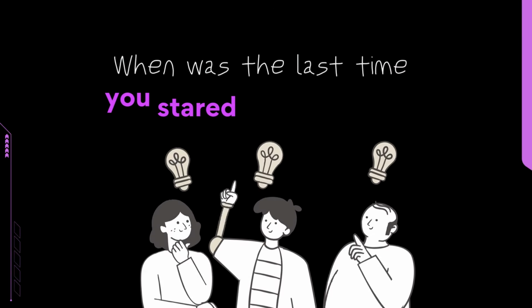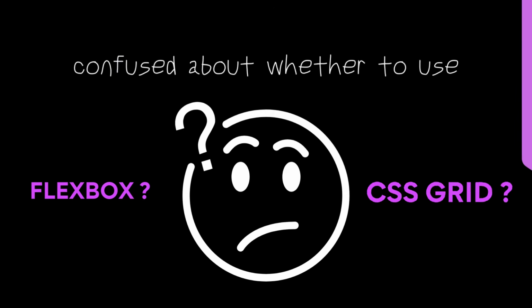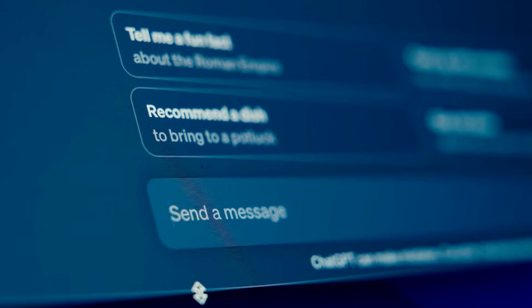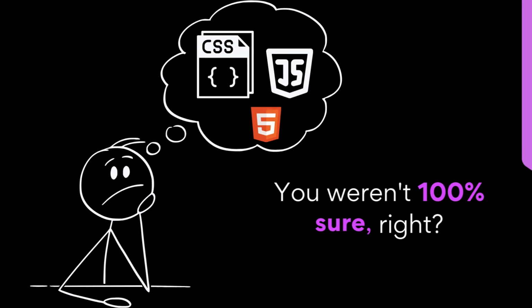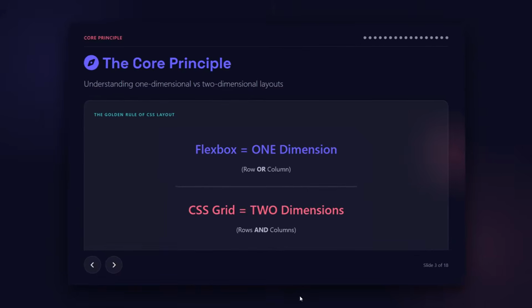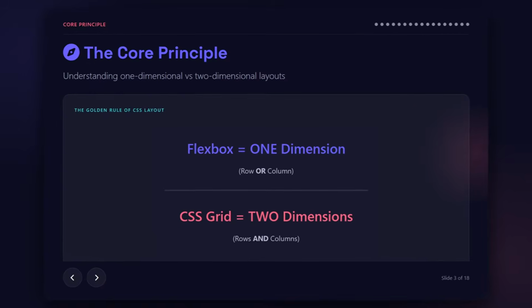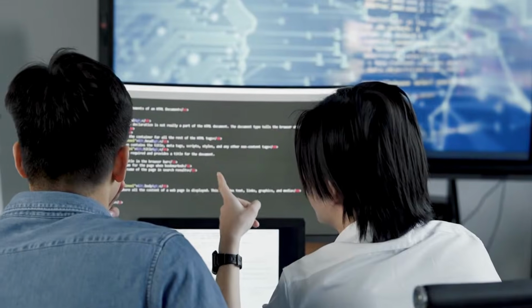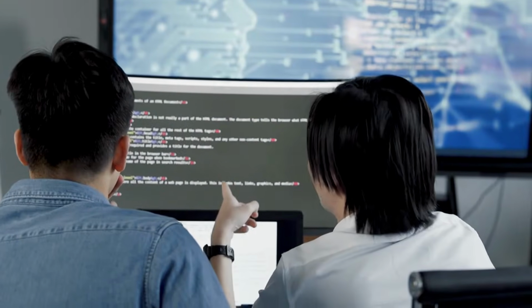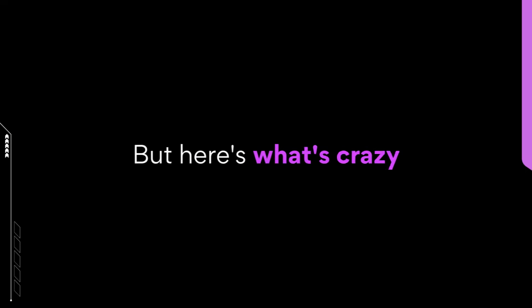Stop. Right now, I want you to think about the last time you stared at your code, confused about whether to use Flexbox or CSS Grid. You probably Googled it. Again, maybe you asked ChatGPT, and you still weren't 100% sure, right? Here's the thing. There's actually a dead simple rule that'll end this confusion forever, and most developers have no idea it exists.